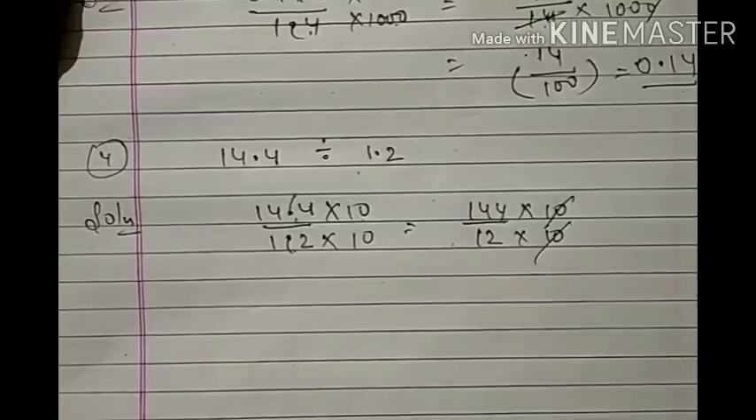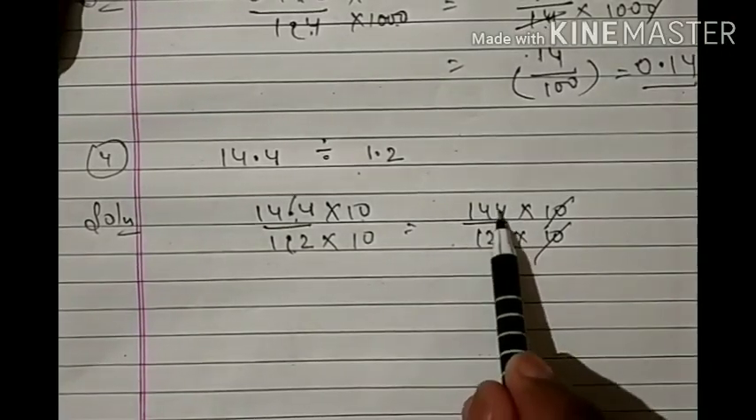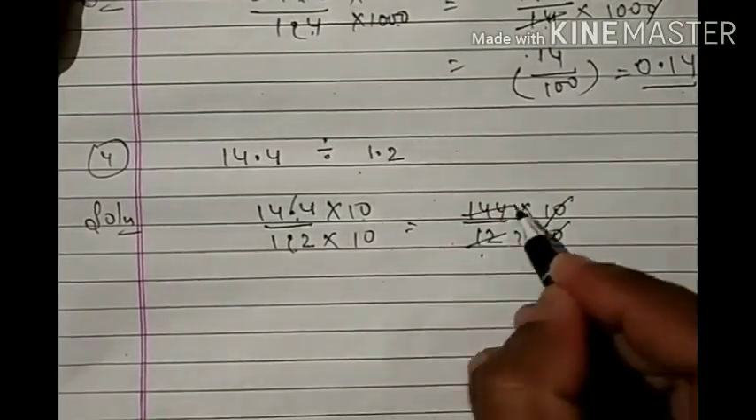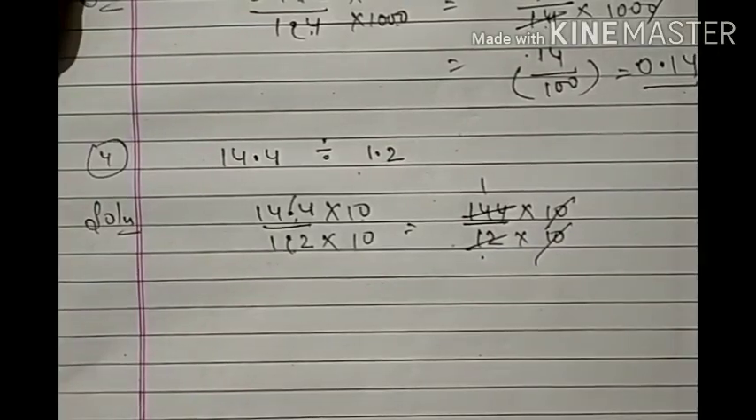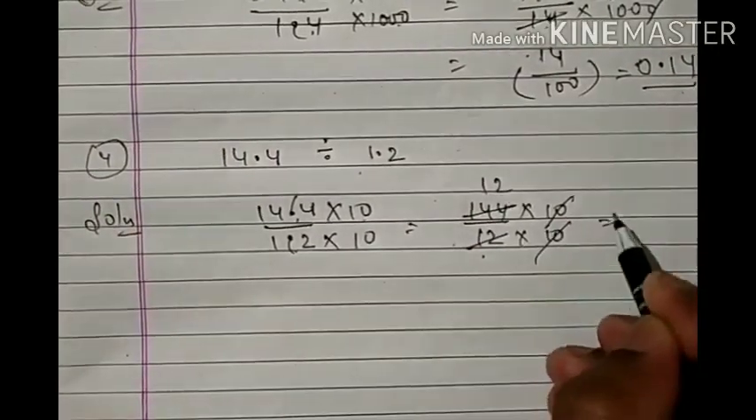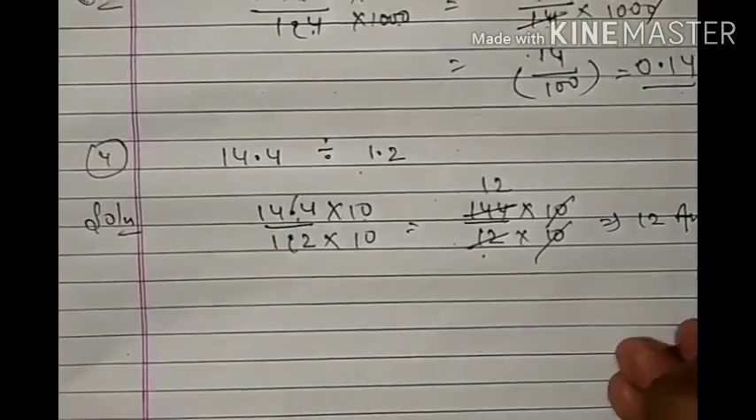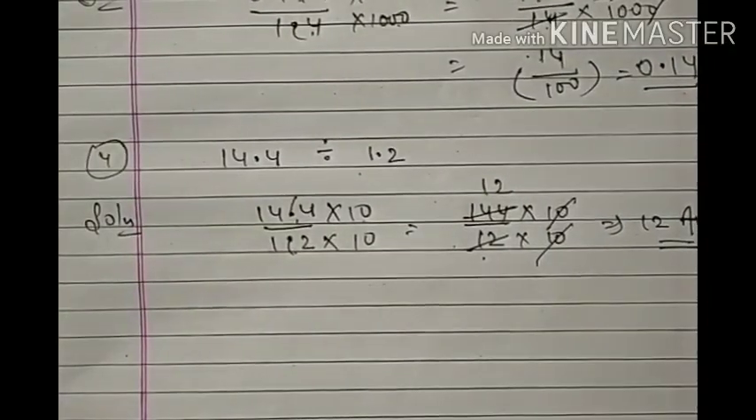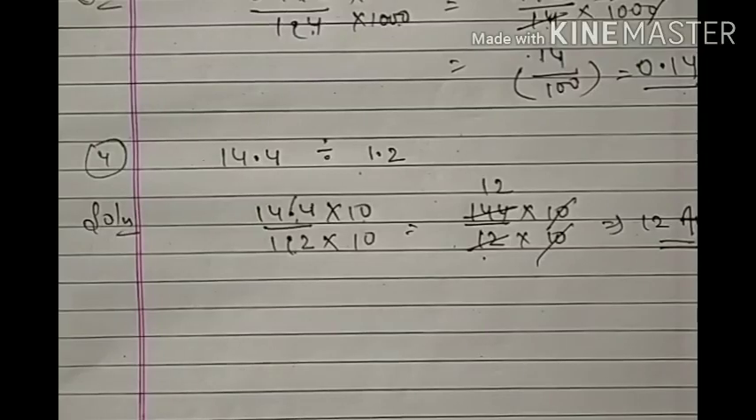This 10 will cancel this 10. We are left with 144 divided by 12. 12 1s are 12. We are left with 2 and 4, 24. 12 2s are 24. What is our answer? Simply 12. I hope it is clear to everyone. Let's take some other examples as well.